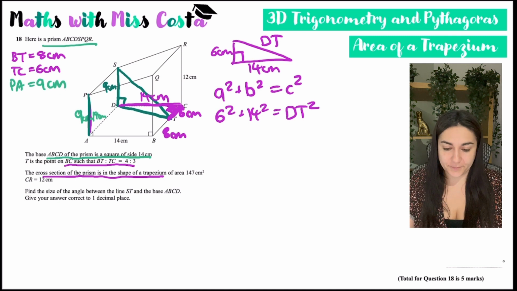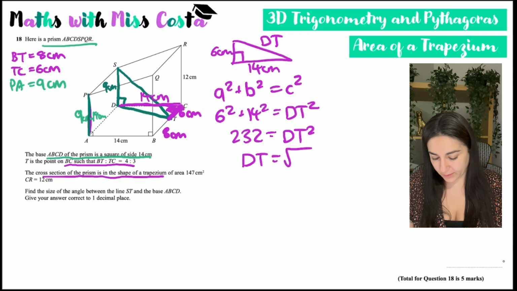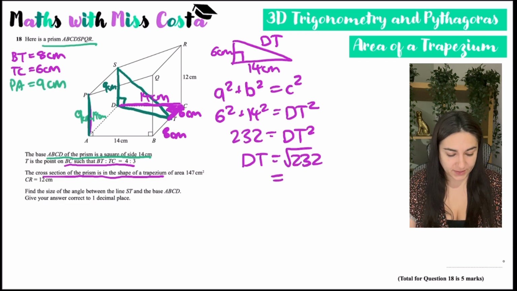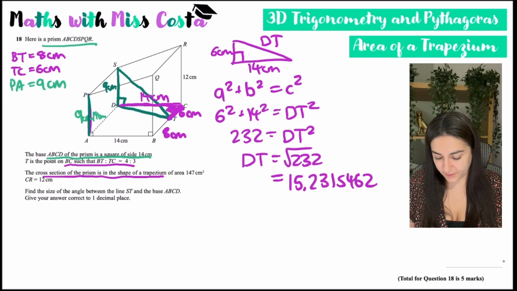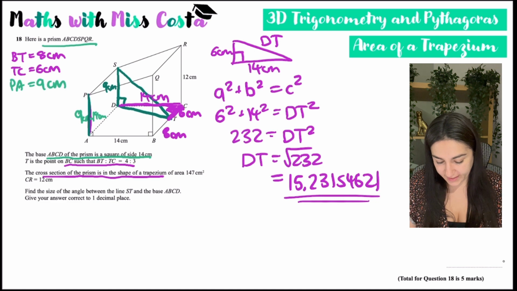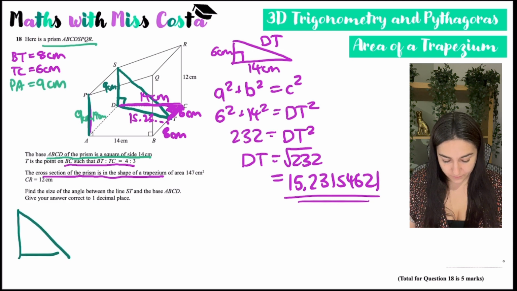So 6 squared plus 14 squared gives me 232, which is DT squared. So the length of DT must be the square root of 232, which is 15.23154621. Okay, so this length here is 15.23. So now coming back to the main triangle, I know that this length here is 9 centimeters.